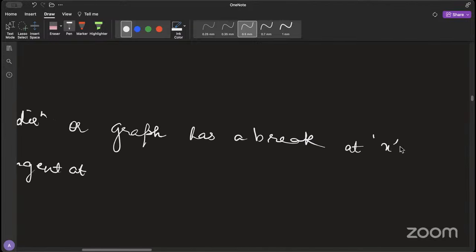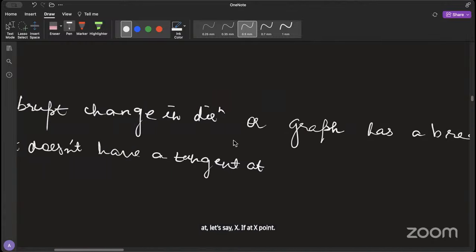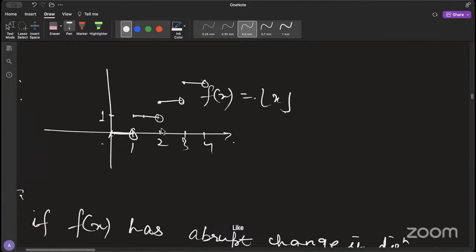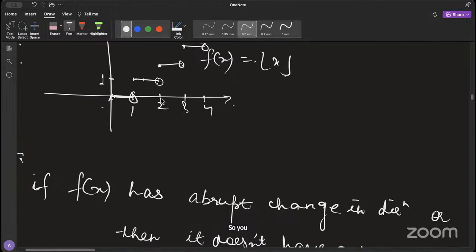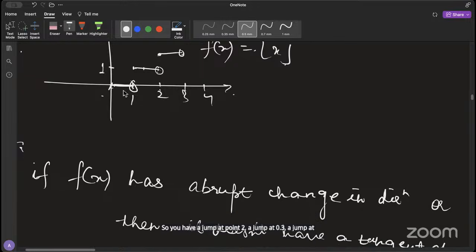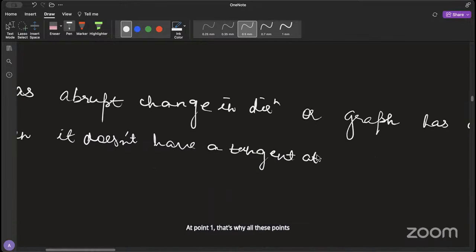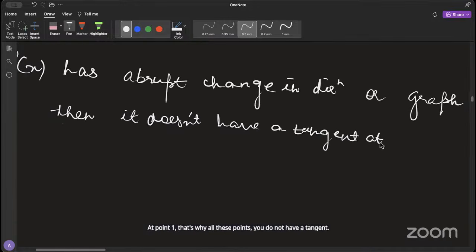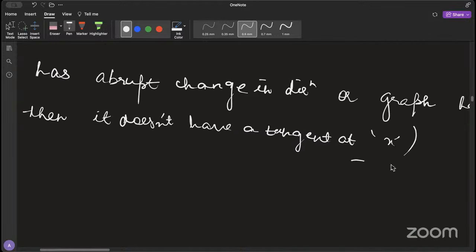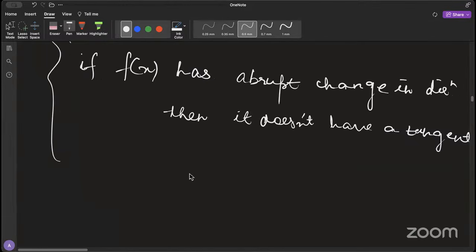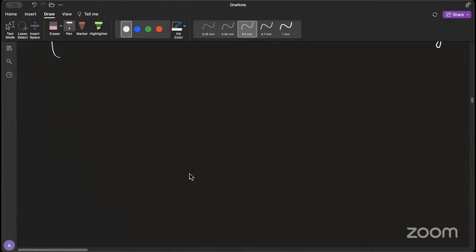At, let's say, x, if at x point, like in this one, at point 2, your function suddenly jumps from here to here. At 3, your function jumps from here to here. So you have a jump at point 2, a jump at point 3, a jump at point 1. That's why at all these points, you do not have a tangent. Then we'll discuss limits.